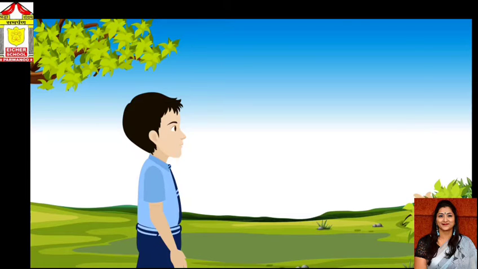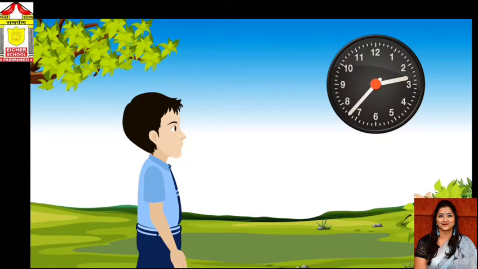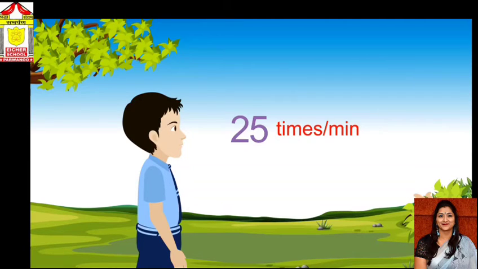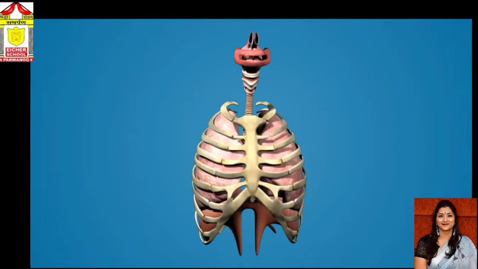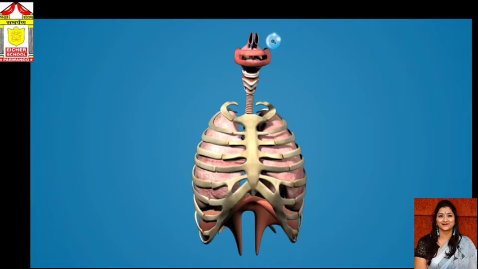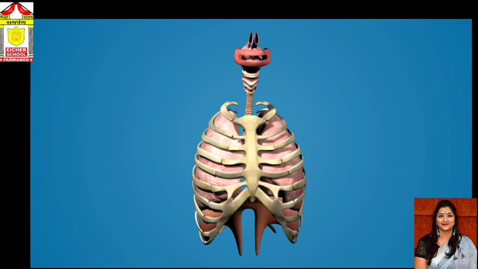On an average, an adult human being at rest breathes in and out 15 to 18 times in a minute. During heavy exercise, the breathing rate can increase up to 25 times per minute. While we exercise, not only do we breathe fast, we also take deep breaths and thus inhale more oxygen. Now let us understand about the mechanism of breathing.